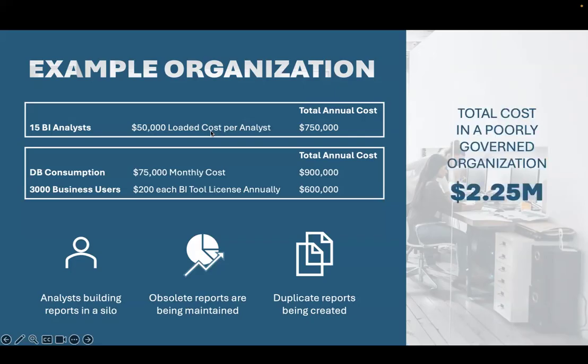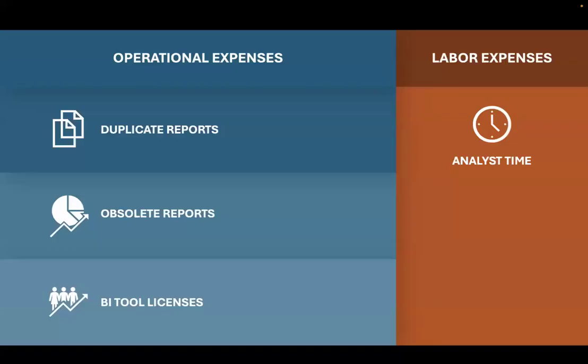So for this organization that has total out-the-door costs of, let's say, $2.25 million a year, let's look at what the potential impact is of being able to reduce some of these inefficiencies. Or another way to think of it is, what are the savings you could actually realize if you go from a poorly governed environment into a well-governed environment, right? So we'll break it up by area, starting with the duplicate reporting.